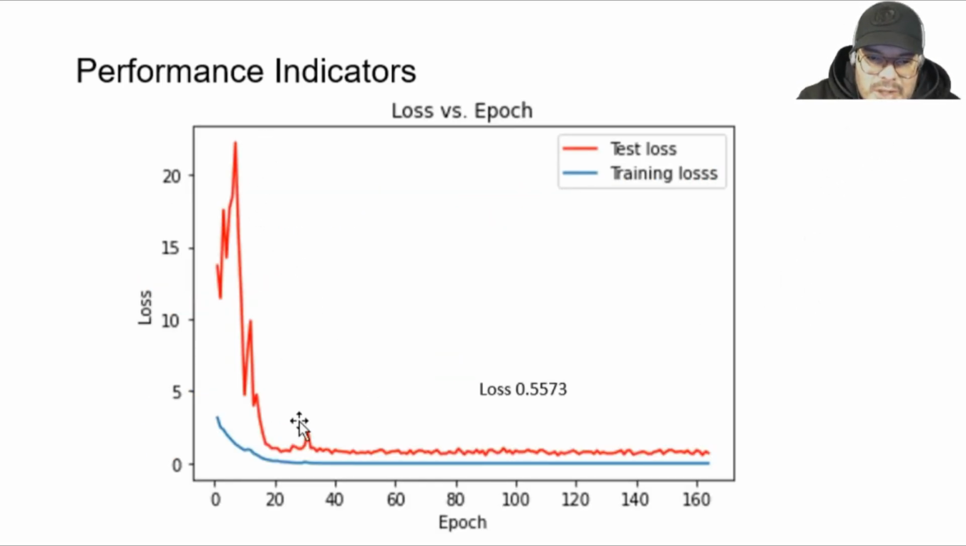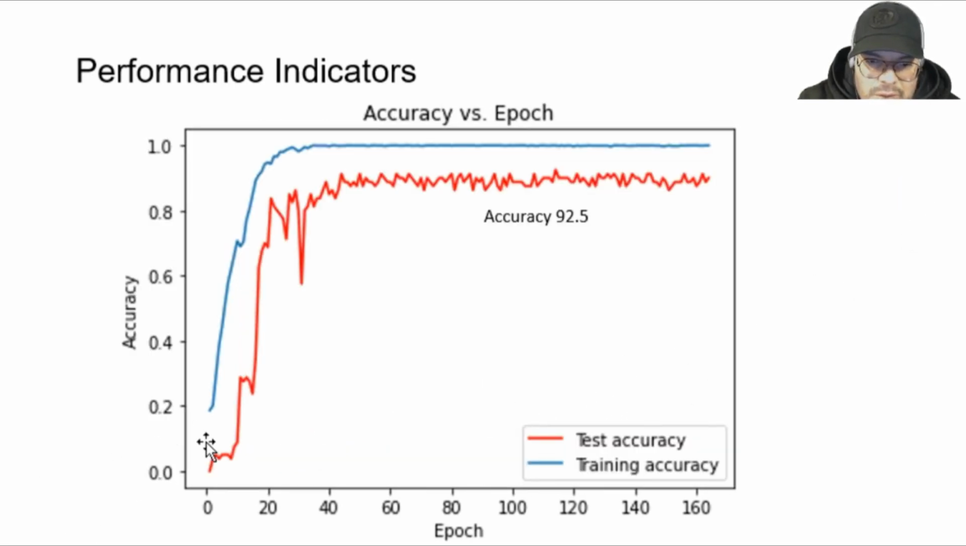As you can see, it's a much smoother curve for loss, and we got a final loss of 0.5573, and also the accuracy was much better at a final 92.5.